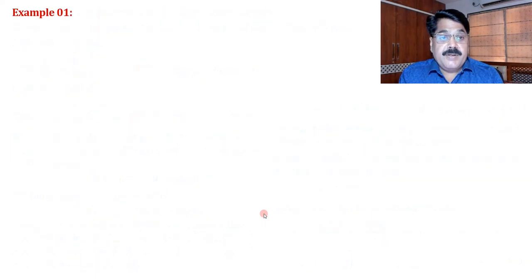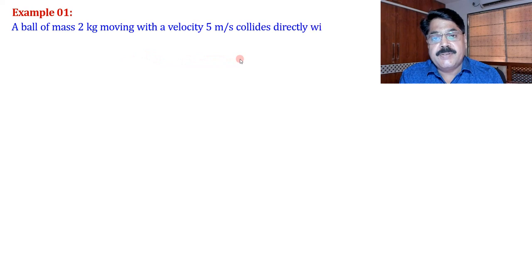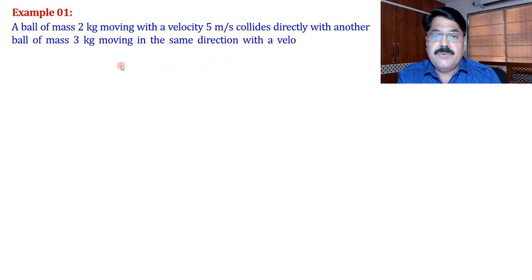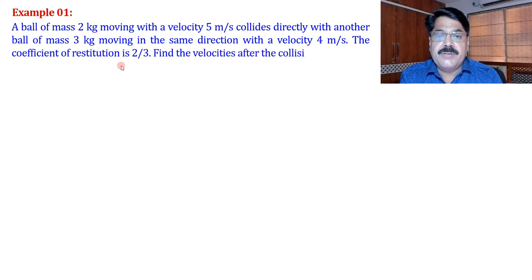Now we are coming to the application of the ideas we have learned. So let's discuss example 1. A ball of mass 2 kg moving with a velocity 5 meters per second collides directly with another ball of mass 3 kg moving in the same direction with a velocity 4 meters per second. The coefficient of restitution is 2 by 3. Find velocities after the collision.